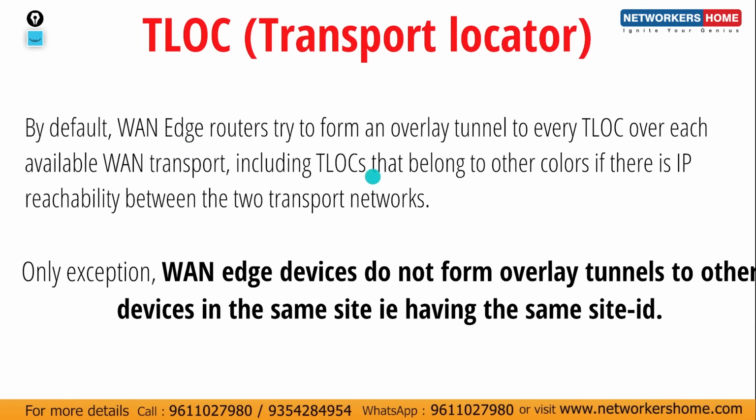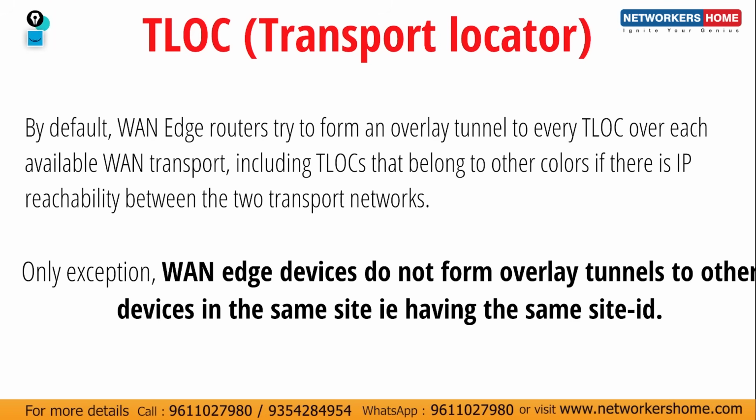So what is the default behavior? The default behavior is that WAN edge routers try to form an overlay tunnel to every TLOC over each available WAN transport, including TLOCs that belong to other colors, if there is IP reachability between the two transport networks. What does it say? It basically says that you will try to form a tunnel to each device.